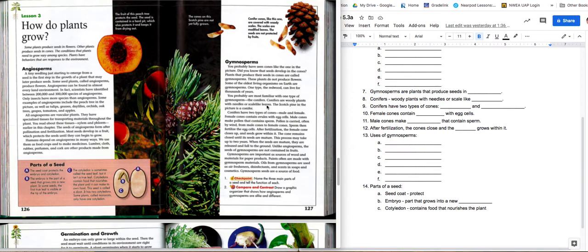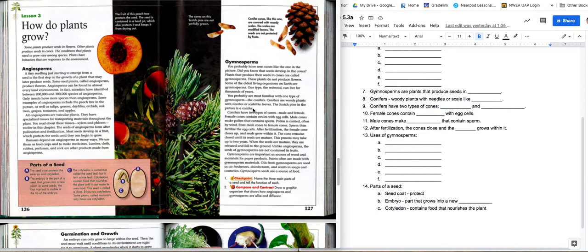Conifers are woody plants with needles. What are needles? Needles are scale-like leaves. So I wrote down, guys, woody plants with needles or scale-like leaves. Please understand, a needle is a leaf. This is doing photosynthesis, guys, and giving energy to that plant, okay?